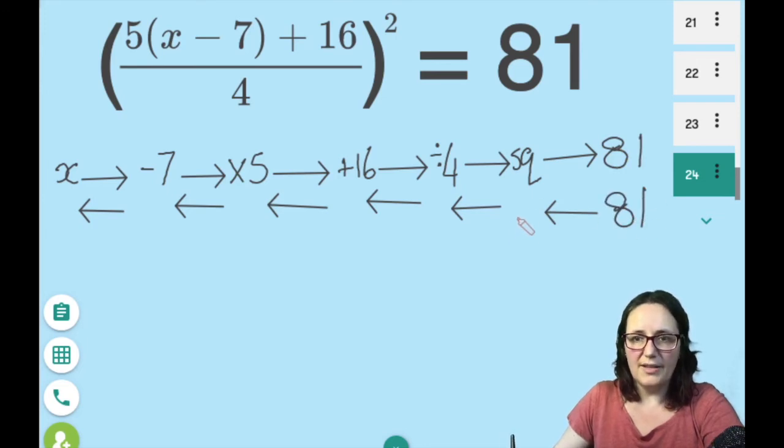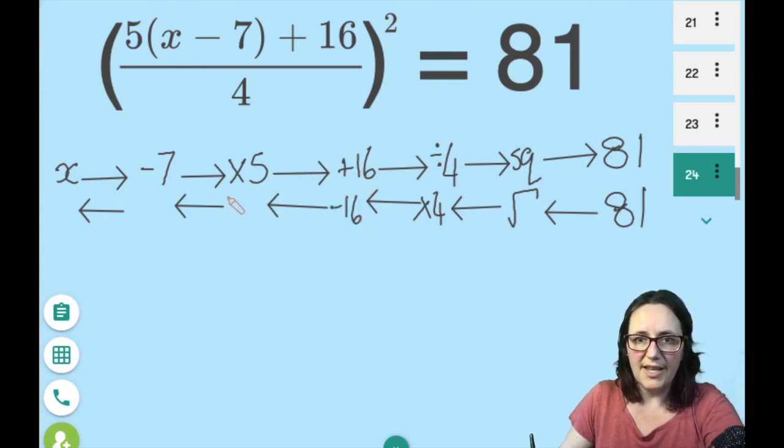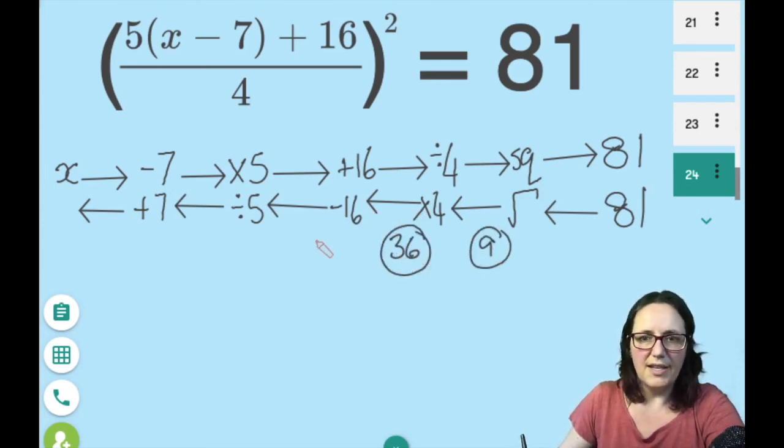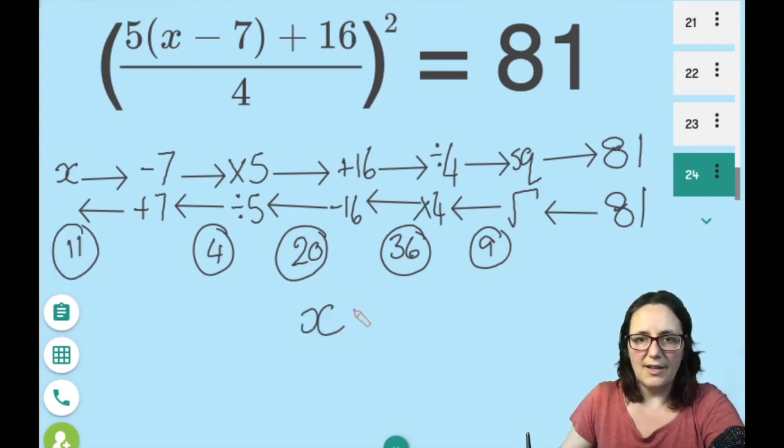Opposite of squaring is square root. Opposite of divide 4 will be times 4. Instead of an add 16, we will take 16. Then we will divide by 5, and finally we'll add 7. Now we'll put the numbers in. So square root of 81 is 9, times 4 is 36. Take 16 is 20. 20 divided by 5 will be 4. 4 add 7 is 11. So we've solved it and X equals 11.